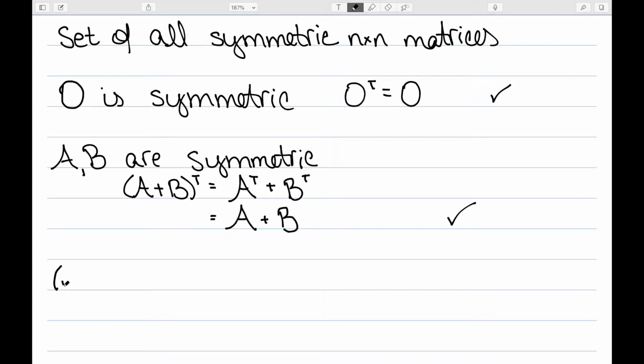The third one I want to look at is multiplying by a scalar. When we talked about transposes, I talked about how to distribute a transpose over a scalar multiplication, and it was just r times A transpose. Since A is symmetric, we know that A transpose is equal to A, so taking the transpose didn't change anything, and we have that this is still symmetric. So this would be a subspace.